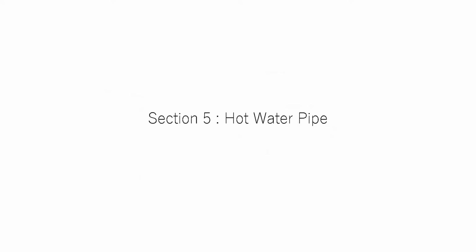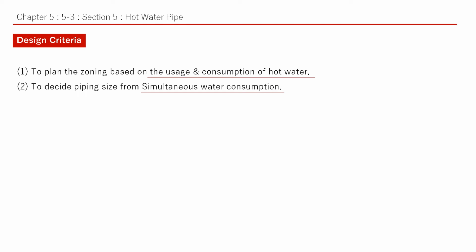Section 5, hot water pipe. About design criteria, 1, to plan the zoning based on the usage and consumption of hot water. 2. To decide piping size from simultaneous water consumption.